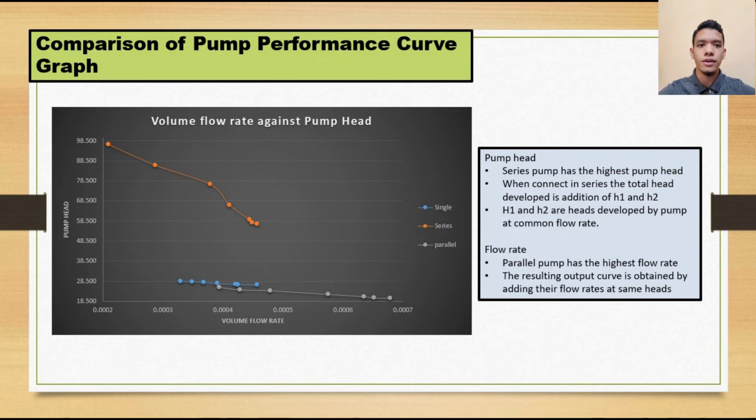Next, we can also see the parallel pump has the highest volume flow rate. This is because the resulting output curve is obtained by adding their flow rates at the same head. And that's all for the result.